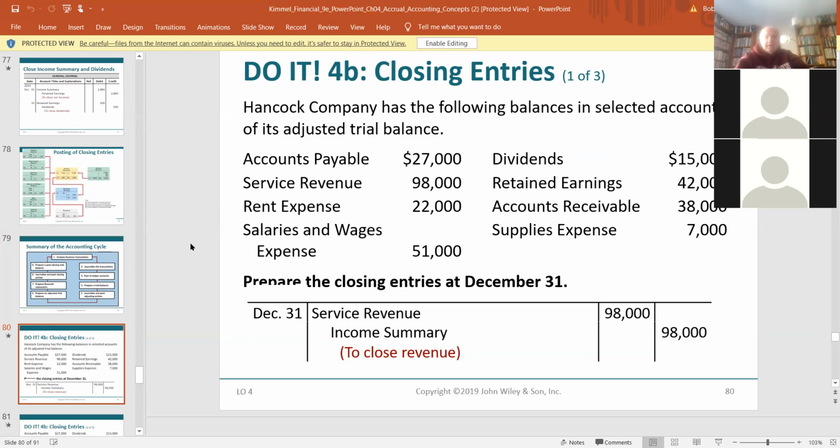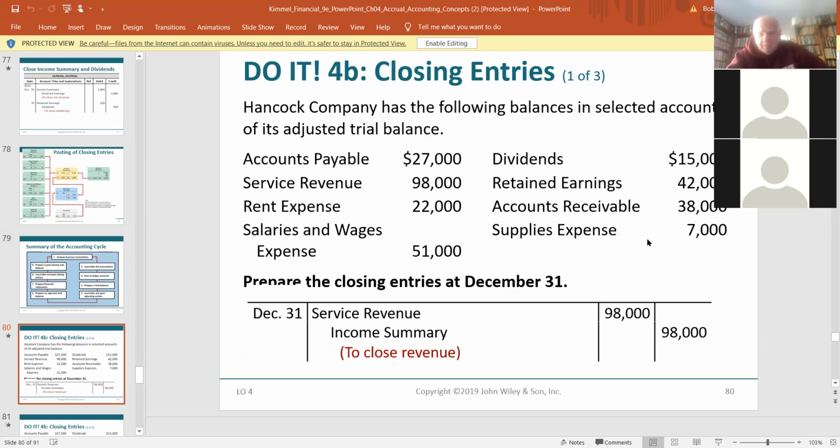Hancock has the following balances in various accounts. Okay. So they want us to do the closing entries. What do we close? We close the temporary accounts, which are revenues and expenses. So let's see what we have here. Accounts payable, we don't close that, of course. We have revenue, we're going to close that. Expense, we're going to close that. Dividends, we want to get rid of that. Retained earnings, we need that. And we're not going to touch accounts receivable. Receivable, that's an asset, permanent.